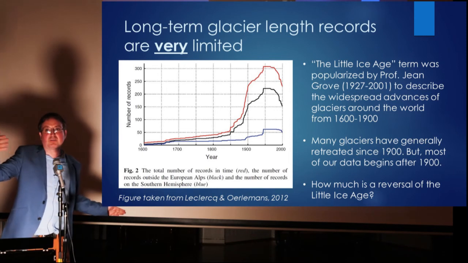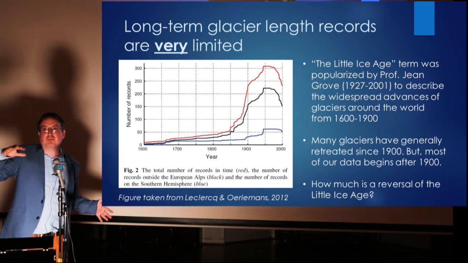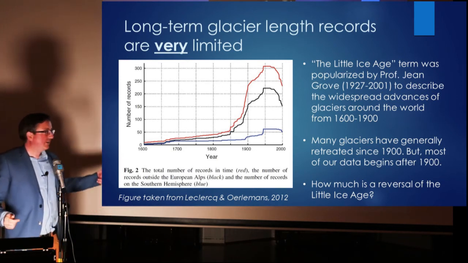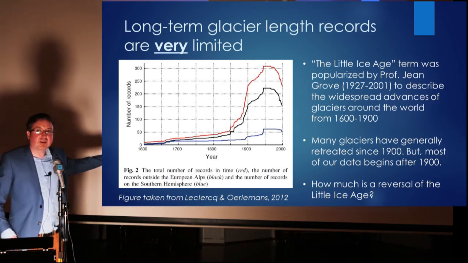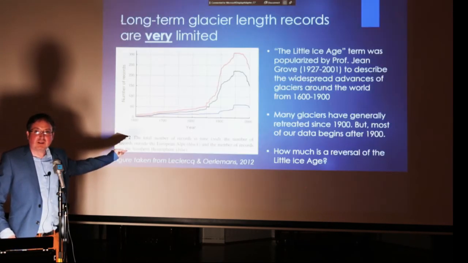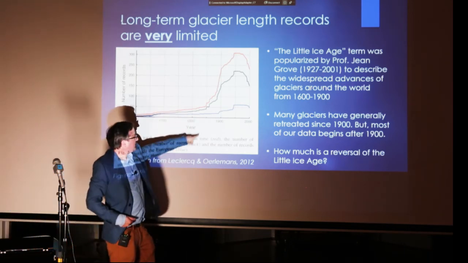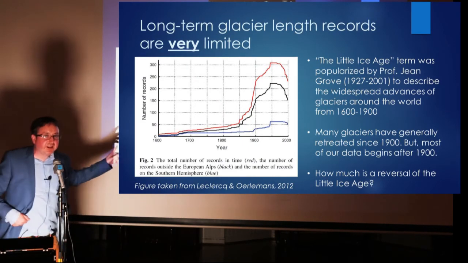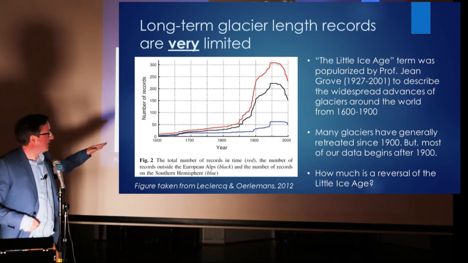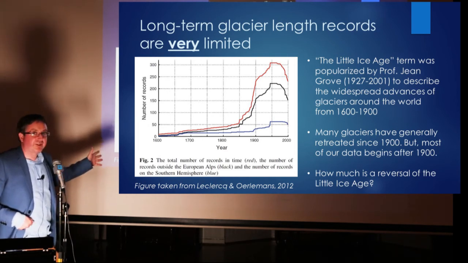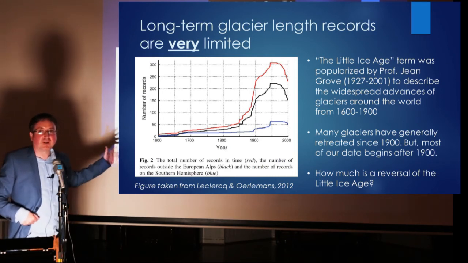As you mentioned, there are some glaciers that are advancing, some that have remained static. When you average over all of them, they seem to have been retreating. But the problem is, these are the total number of glaciers that we have glacier length records for. The black is from the Alps, the blue is for the southern hemisphere, and the red is the total of them all.